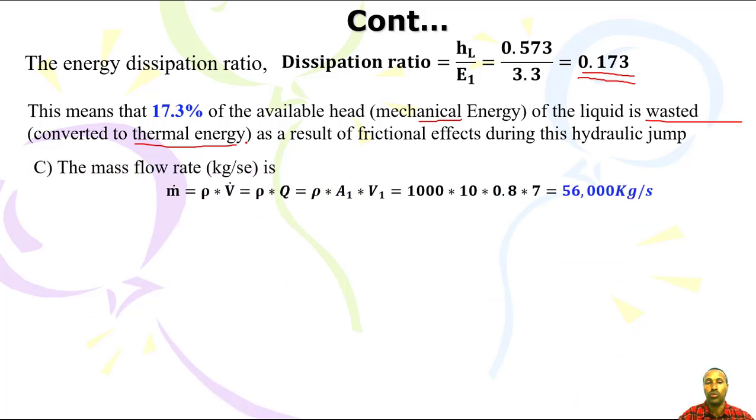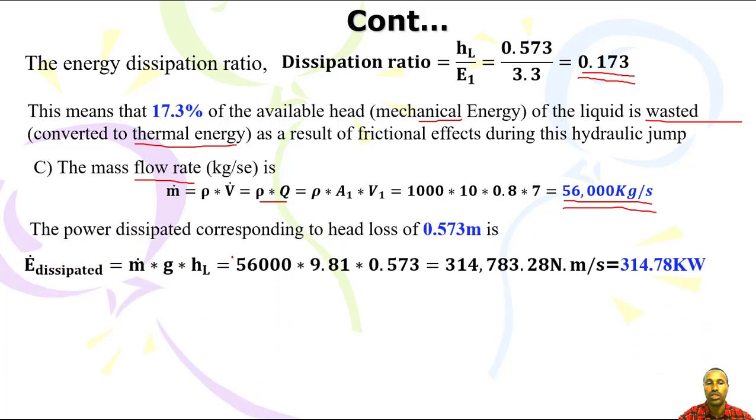If you go further, the mass flow rate, which is in kilograms per second, is rho times the volume flow rate, which is rho Q, then rho times A1 times V1. So this is the mass flow rate of water, which is 56,000 kilograms per second.